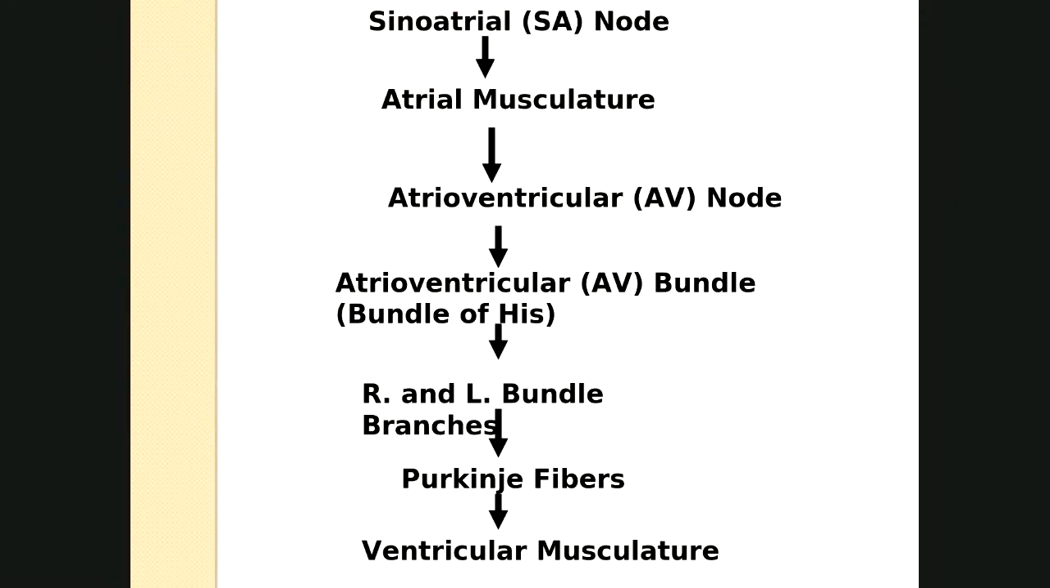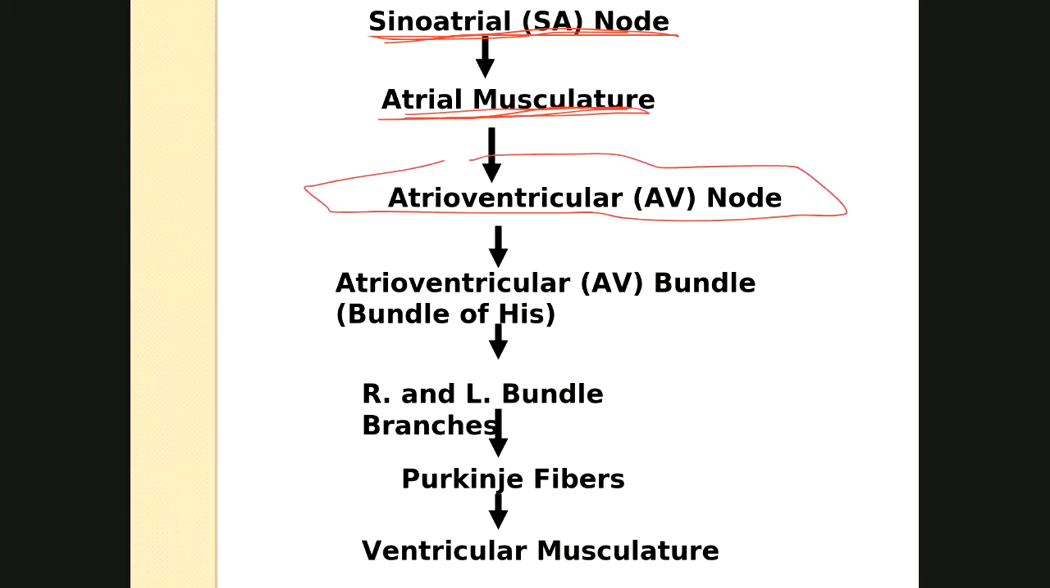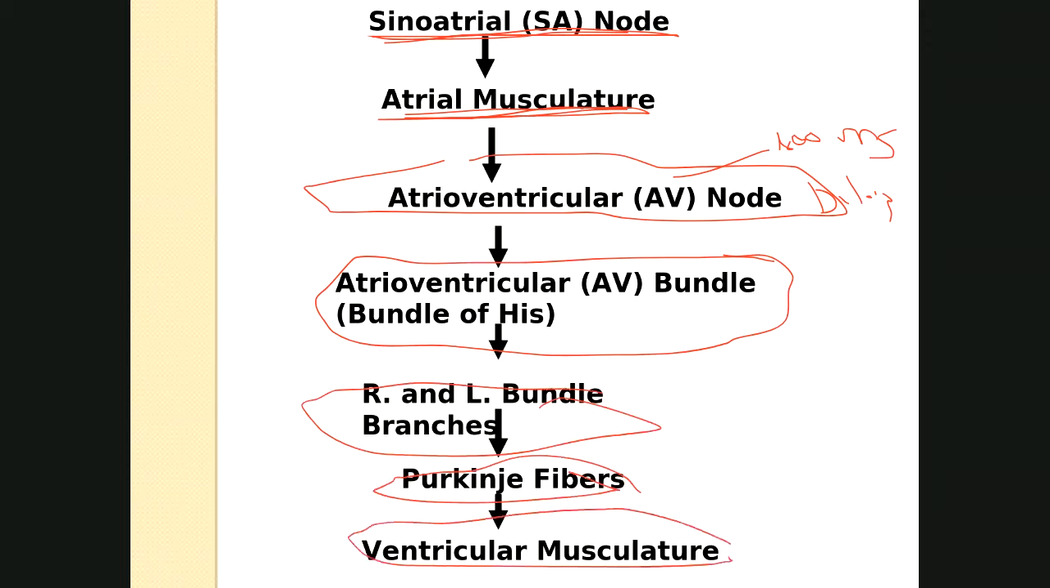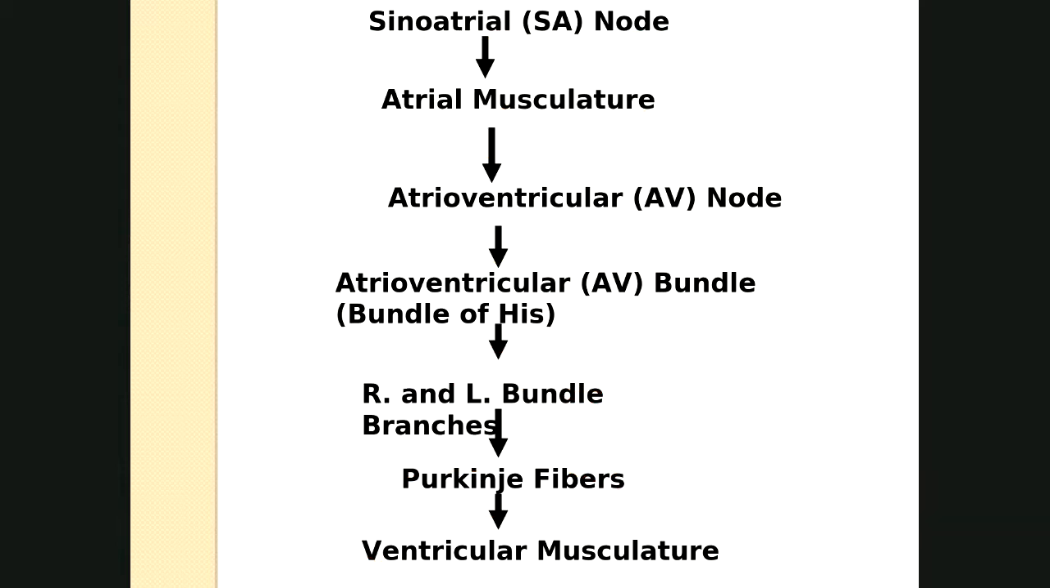So here's the pathway. Where does it all start? Remember, it starts with the SA node. It's going to spread over the atria. Then we're going to get to the AV node. Remember, there's about a 100 millisecond delay here. There's going to be a slight delay. And then that's going to depolarize, and then it's going to go to the AV bundle. It's going to go all the way down to the bottom of the heart by these branches and these Purkinje fibers back up to the ventricle musculature. Any questions about it?